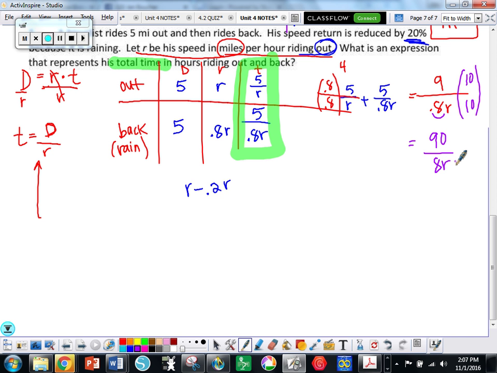So now the decimal's gone, but we created a new problem. It's not what? Simplified. So they're both divisible by what? 2. Let's divide the top and the bottom by 2. And you get 45 over 4R. There you go.